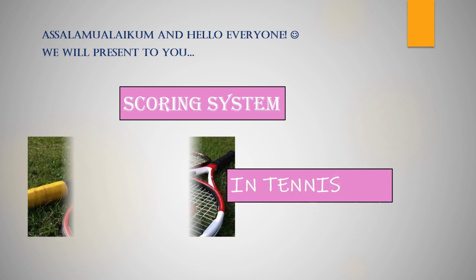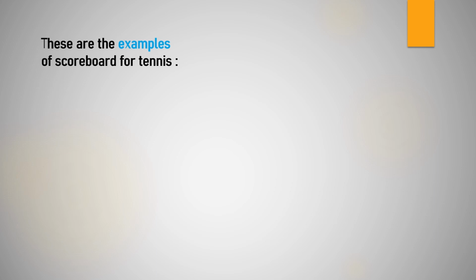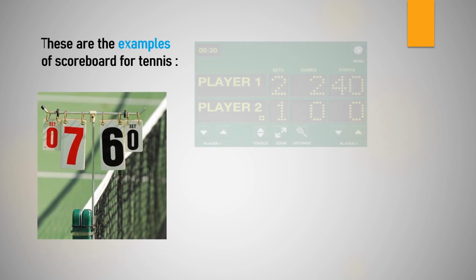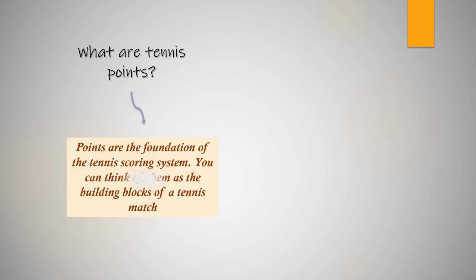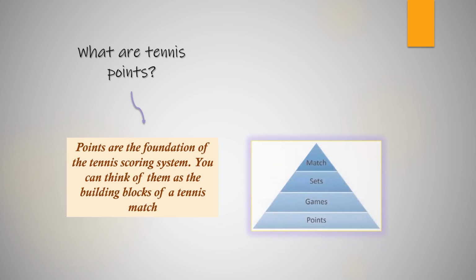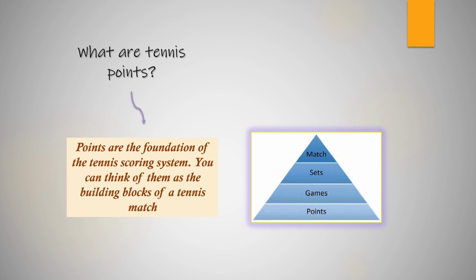Scoring system in tennis. These are examples of scoreboards for tennis. What are tennis points? Points are the foundation of the tennis scoring system. You can think of them as the building blocks of a tennis match.